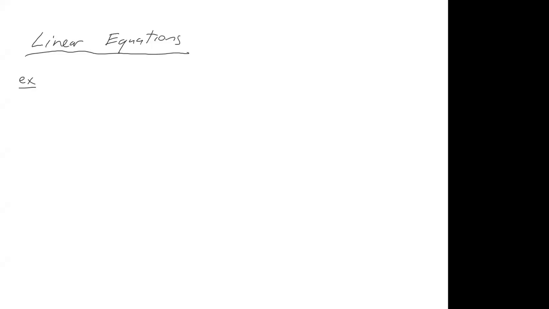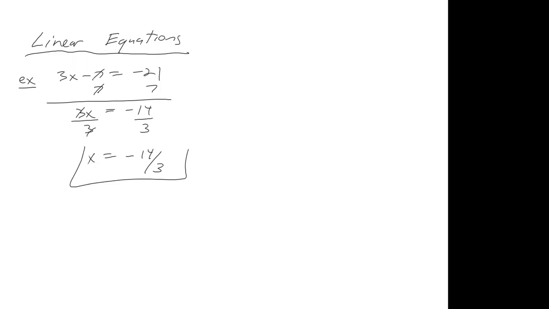So just a very basic equation. If I have 3x minus 7 equals negative 21, I want to get that x alone, so I'm going to add 7 to both sides. Negative 21 plus 7 is negative 14. Then I'm going to divide both sides by 3 to get that x alone. And I end up with x equals negative 14 thirds, okay?